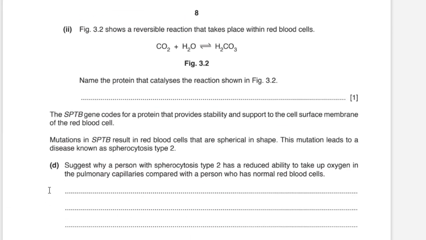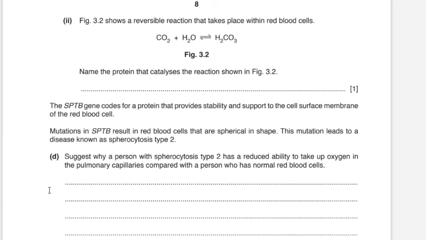2. Figure 3.2 shows a reversible reaction that takes place within red blood cells, and you're supposed to name the protein that catalyzes the reaction. That would be carbonic anhydrase.